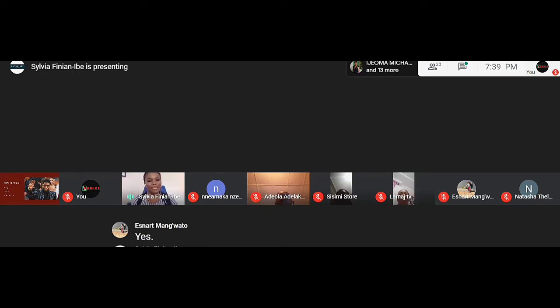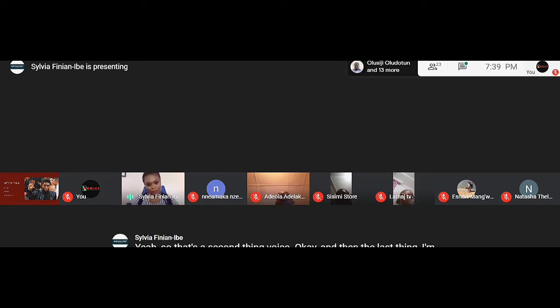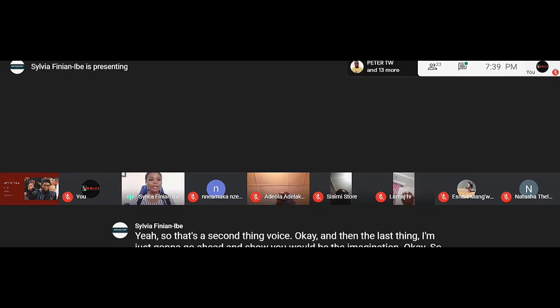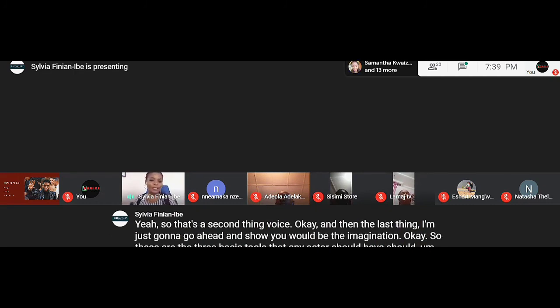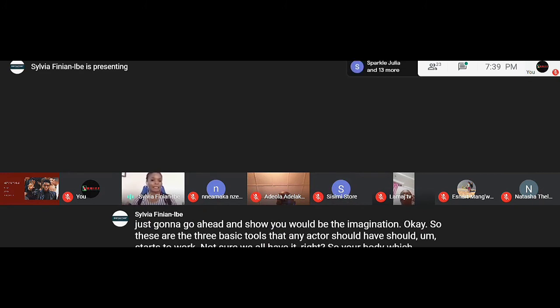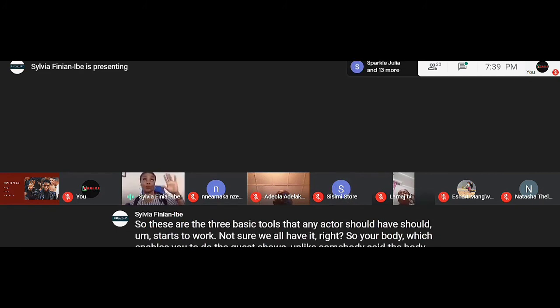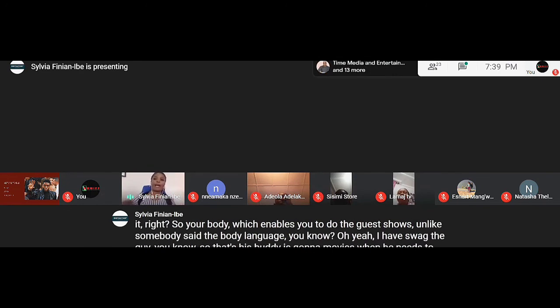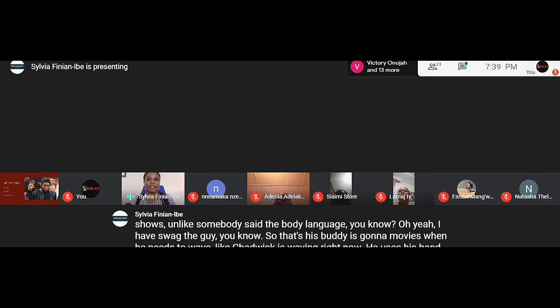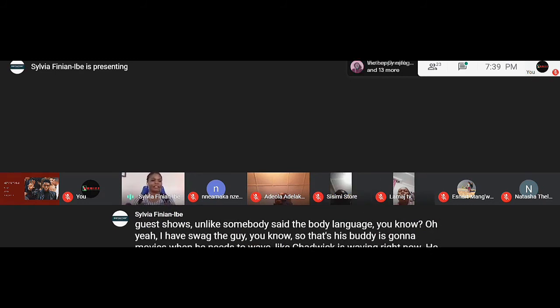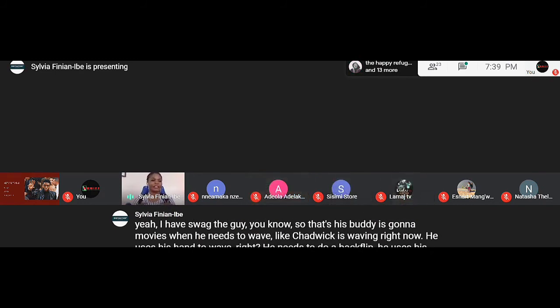So these are the three basic tools that any actor should have. No, not should. We all have them, right? So your body, which enables you to do the gestures, and like somebody said, the body language, oh, the guy has swag, so that's his body. When he needs to wave, like Chadwick is waving right now, he uses his hand to wave, right? He needs to do a backflip, he uses his body, right? And then the voice to speak, to actually voice out whatever the messages are, whatever the lines are, right? So that's the voice.